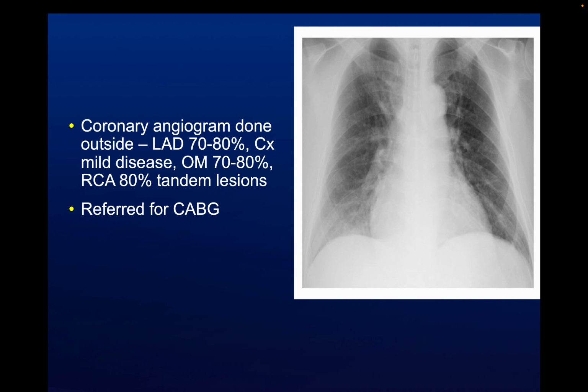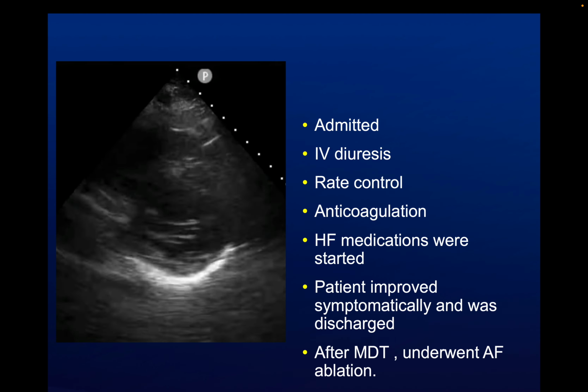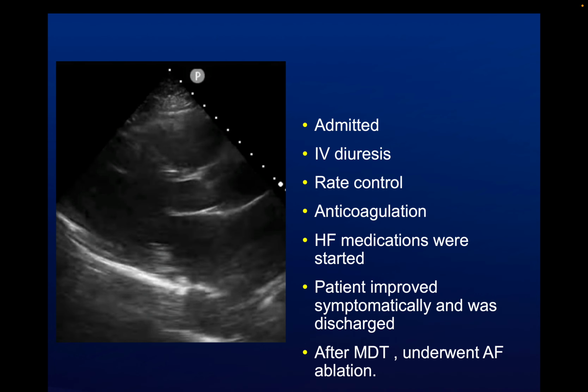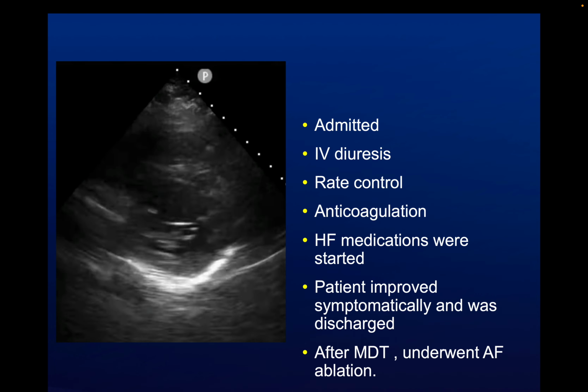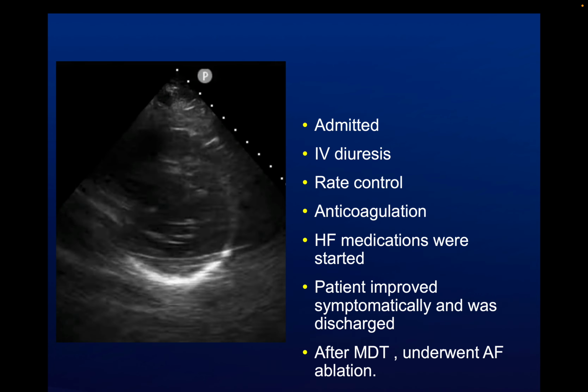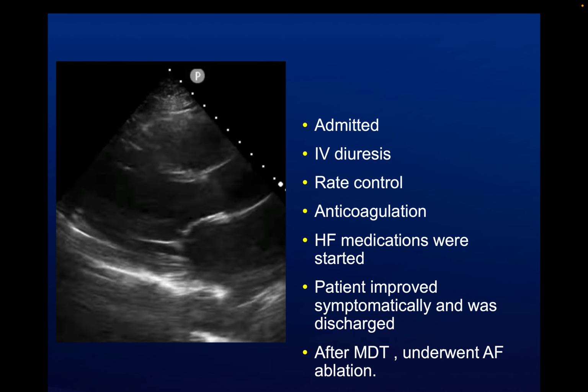This was the chest X-ray of the patient showing a vertical heart and increased vascularity in the lung fields. He was referred for a bypass. His ejection fraction was 30% at the time of presentation. Not a very great echo, but if you can see, the heart is not moving very well. The thickness seems to be maintained, but there seems to be global hypokinesia. Obviously, the fast rates and irregular rates are well noted.